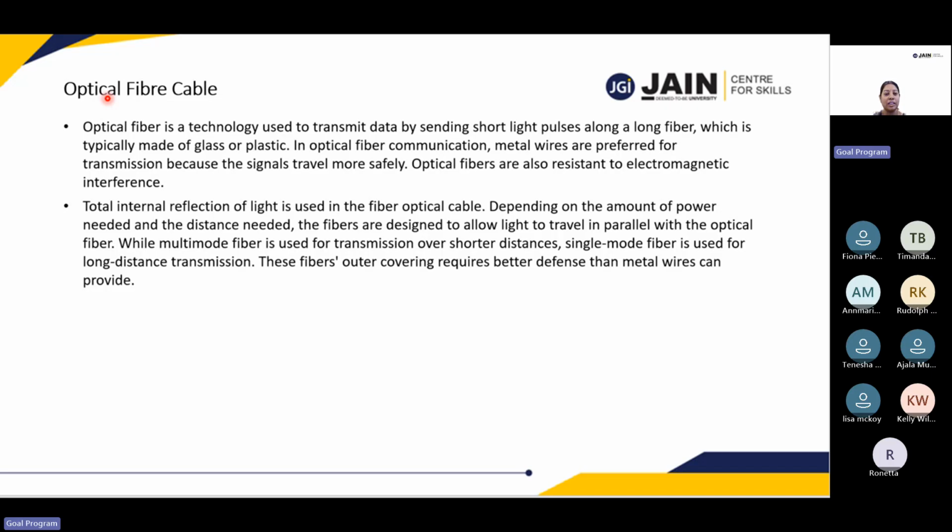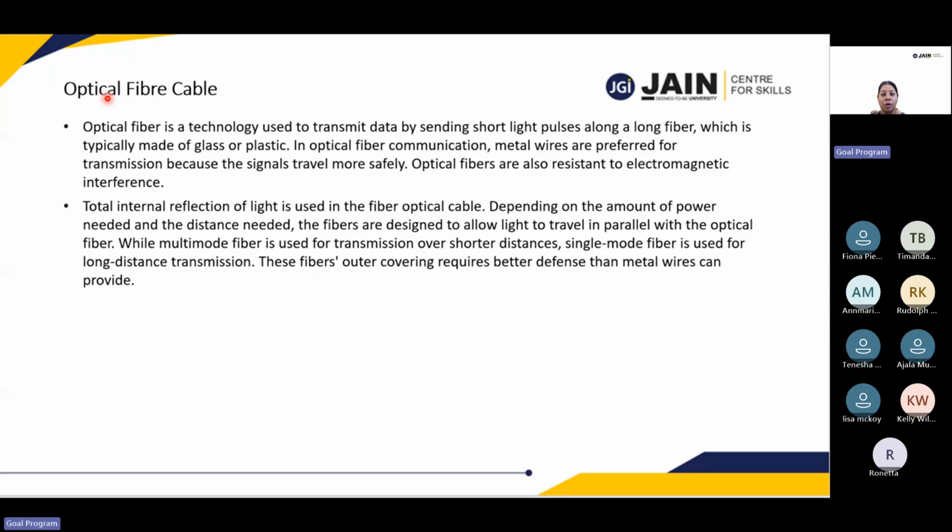And whenever we are sending the data, the total internal reflection of light is used in the fiber optical cable. There is an internal reflection of the light because it's made of glass, right? So whichever light we send is reflected. Obviously, when light falls on the glass, it will reflect. So a total reflection of light is used in the fiber optics cable.